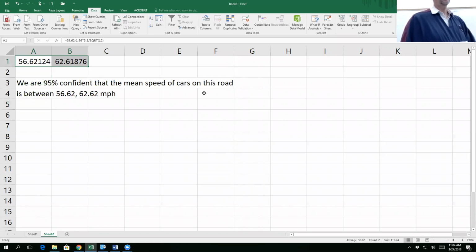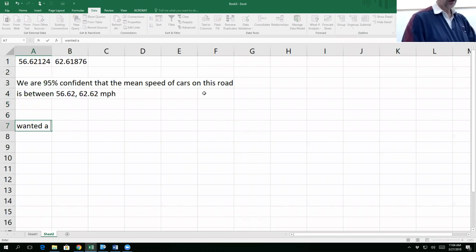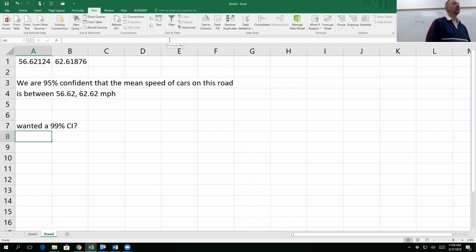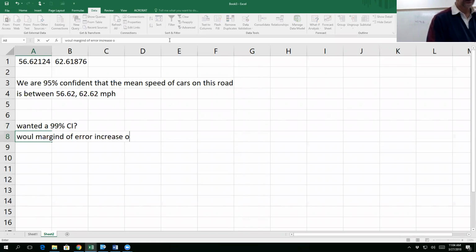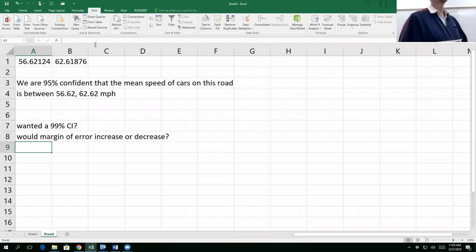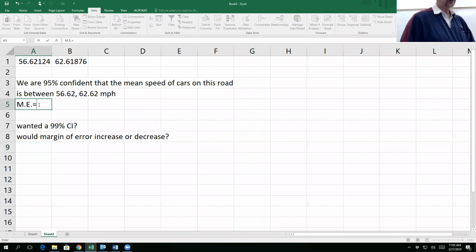Okay? Now, let me ask you a question. What if I wanted a 99% confidence interval? Would your margin of error go up or down? Would the margin of error increase or decrease? And you may say, what would be the value of the margin of error in this case? Let's do the 95 first. So your margin of error equals what?